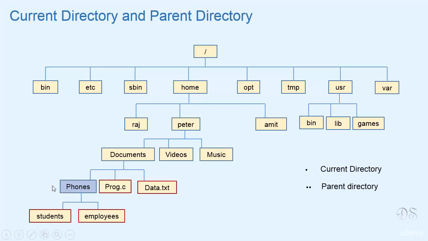Now suppose the user's current directory is this, then inside this directory, the single dot represents this directory phones and the double dot represents this directory documents. Now in the next lecture, we'll learn about path names.